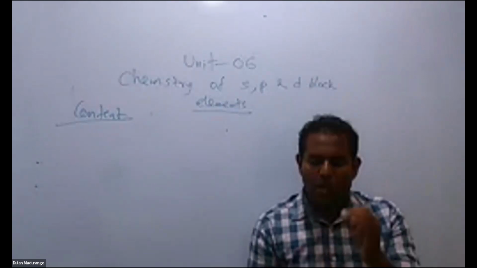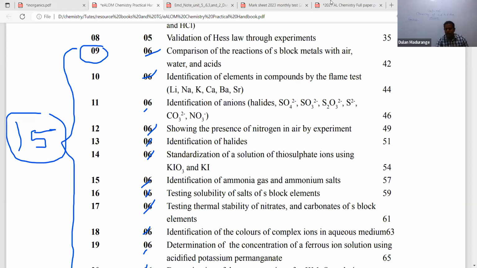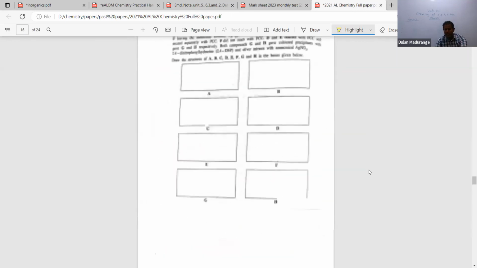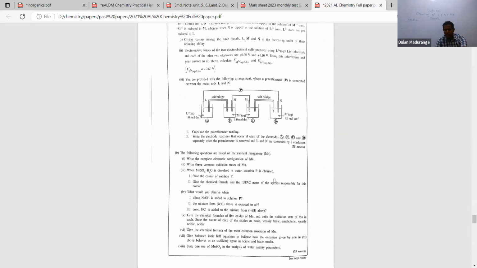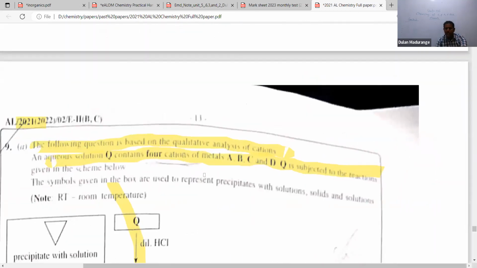Okay, what are the questions that they are asking from inorganic chemistry? These are the questions they are asking from inorganic chemistry. I can show you other questions from the 2021 paper. I think last day I have shown it. I'm not going to explain it in detail. So you know question 9, and question number 9A is inorganic chemistry.